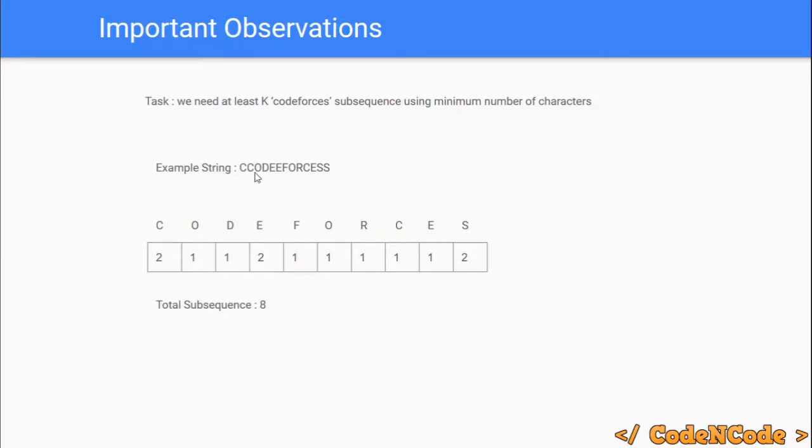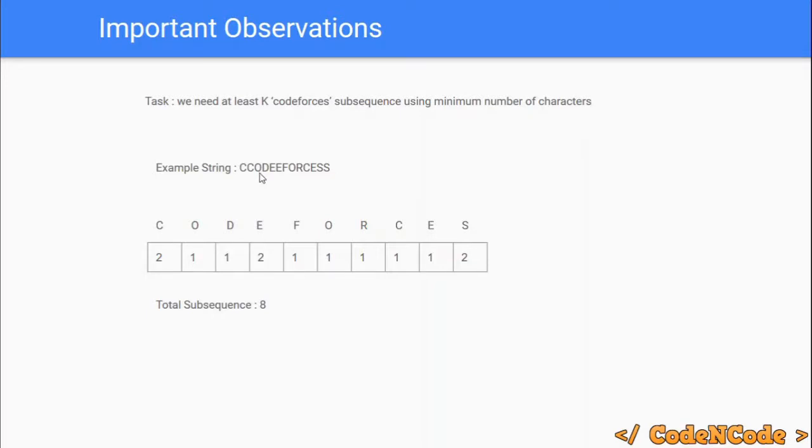So I am using two C's for the first C in Codeforces, so I have placed both of them together. I haven't placed the first C here and the second C after O and D. If you do that, so when you choose the second C as the first C in Codeforces, then you cannot utilize O and D. So it makes sense that if you are using multiple characters for the first C, then make sure all of them are appearing together.